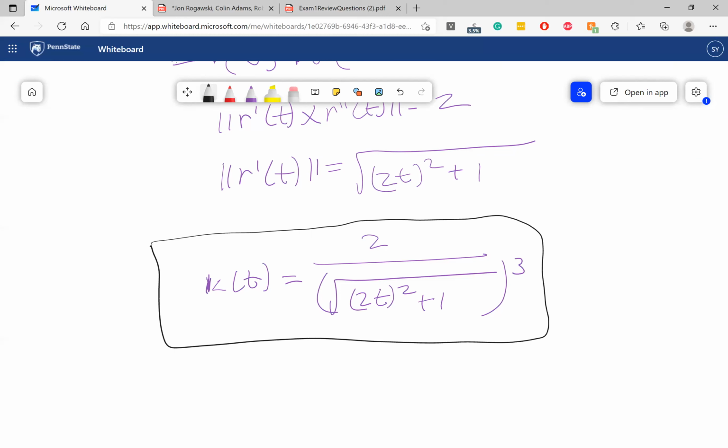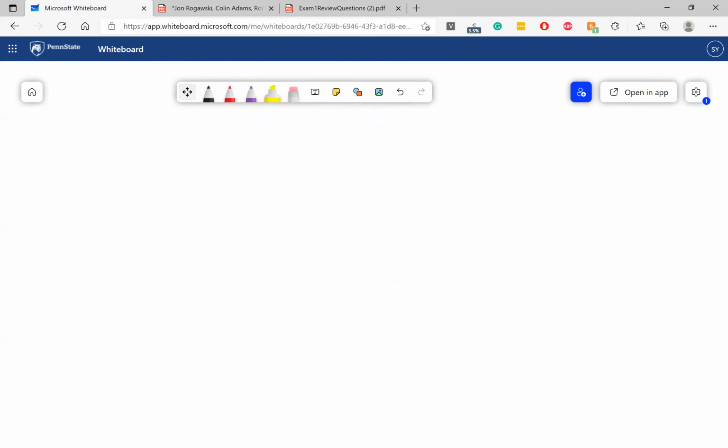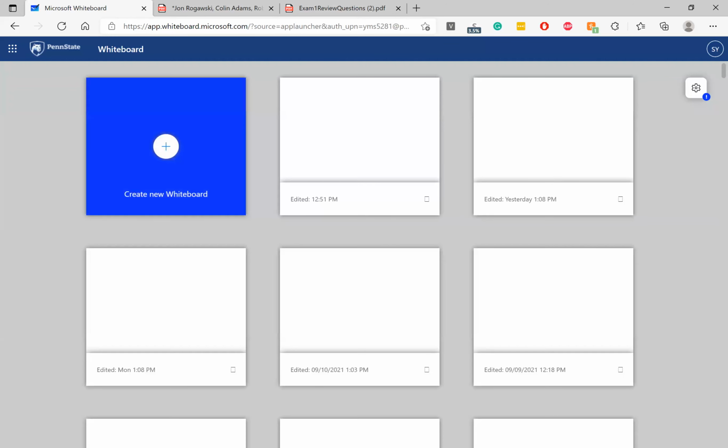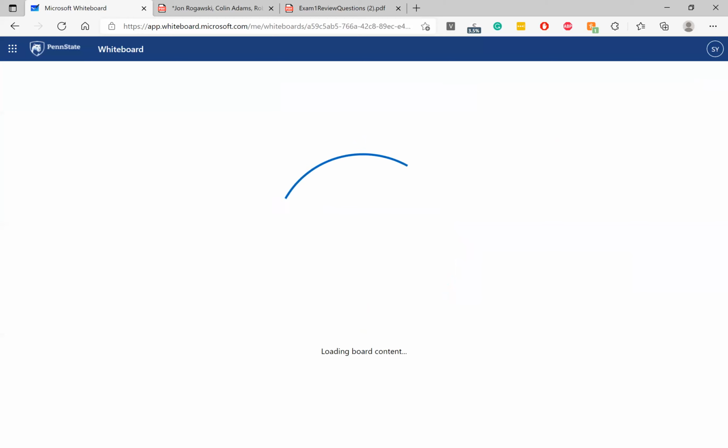And then the last part that will appear on the exam is motions in space. We already started talking about this. Let me go to a different page. So motions in space is all about acceleration and velocity.